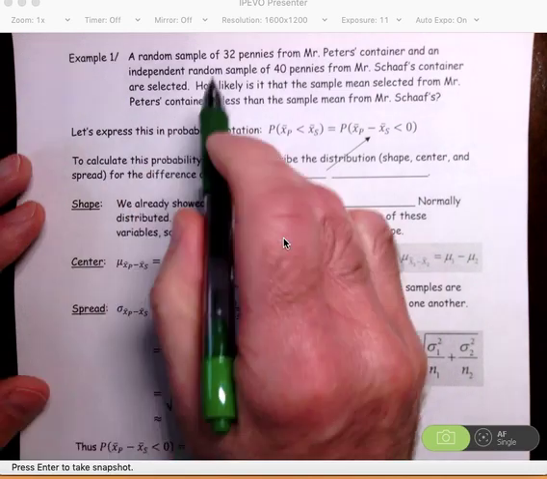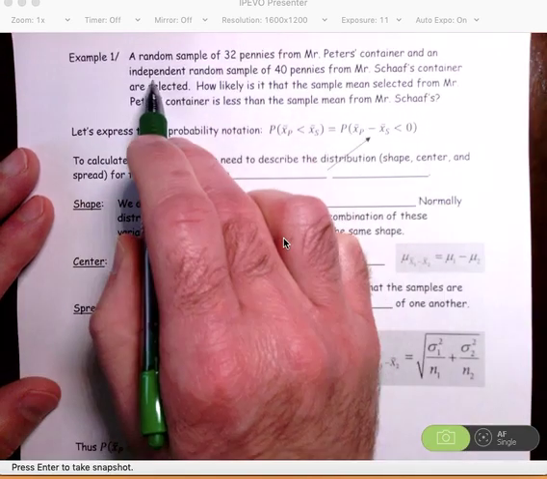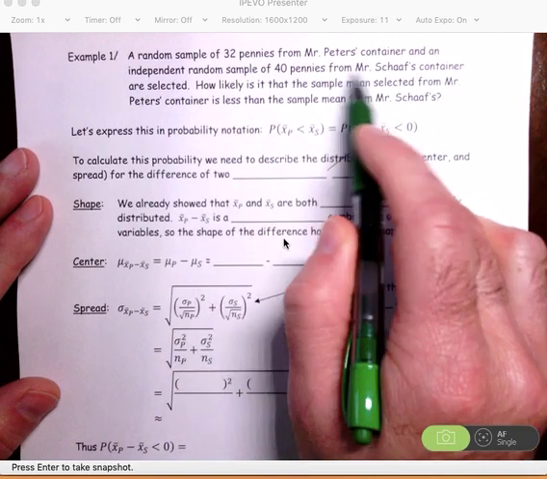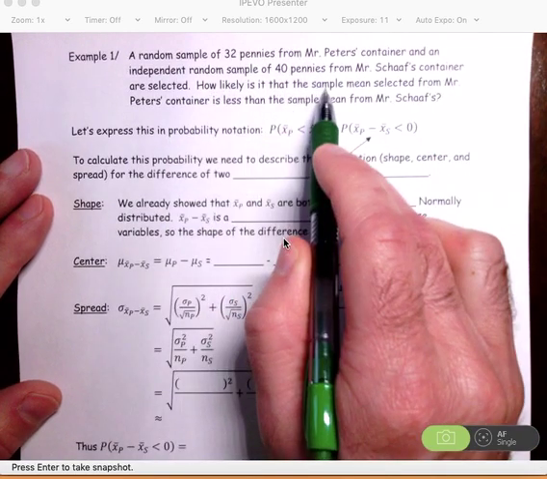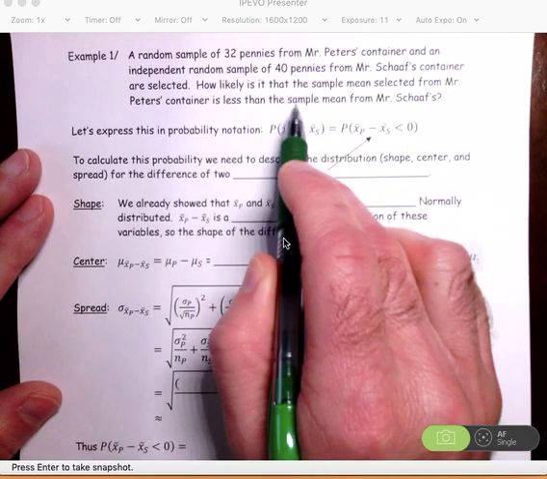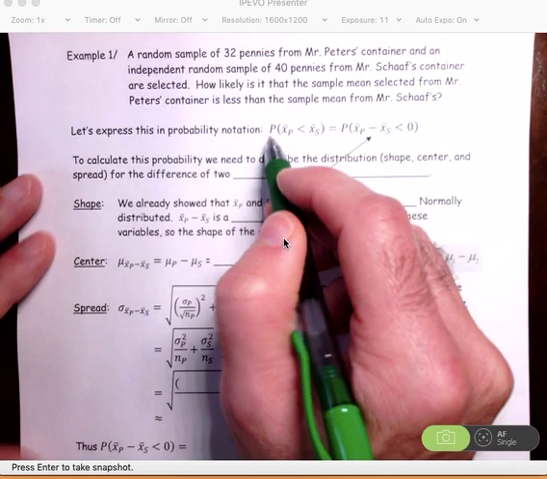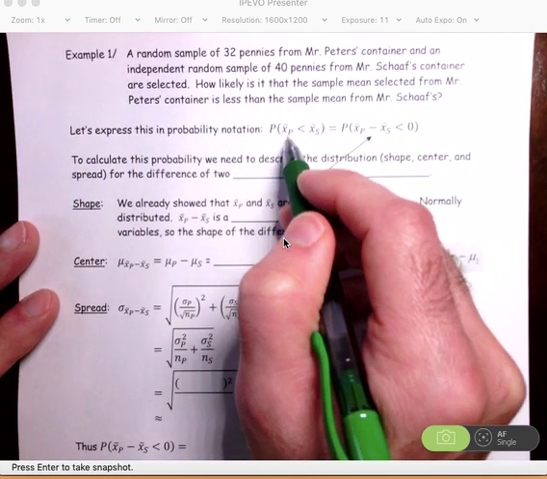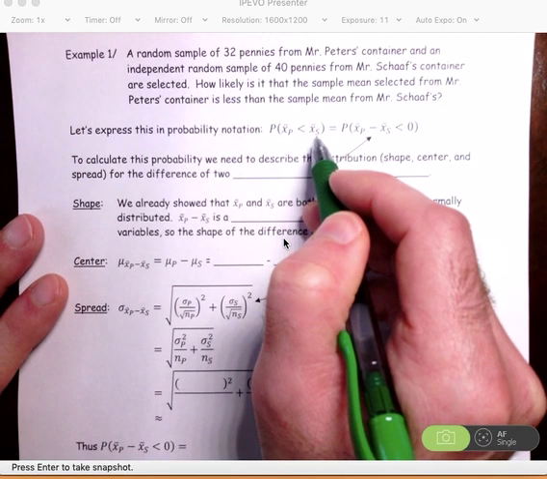A random sample of 32 pennies from Mr. Peters' container and an independent random sample of 40 pennies from Mr. Schaaf's container are selected. How likely is it that the sample mean from Mr. Peters' container is less than the sample mean from Mr. Schaaf's container? So what we're asking is, what is the probability that the sample mean from Mr. Peters' container is less than the sample mean from my container?